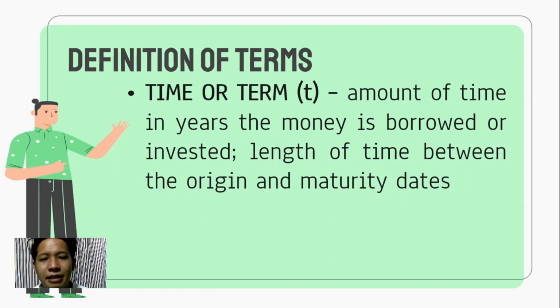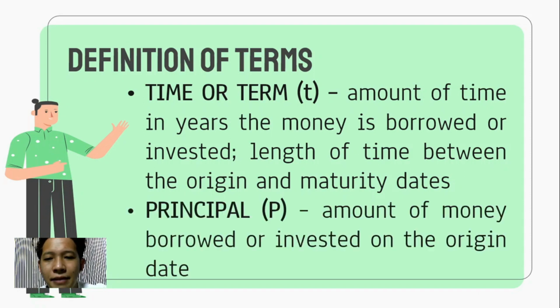Pero ang sabi dito, it's the amount of time in years. So, kung 6 months yon, I still need to convert it in years. Okay, so that would be 6 over 12. So that would be 0.5 years. And we'll be talking about that, more of that later on kapag nagkaroon na tayo ng mga computation.